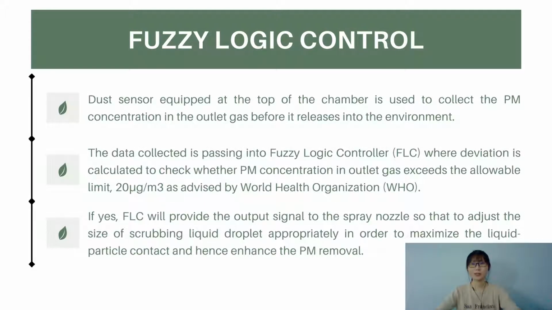Moving on, I would like to talk about fuzzy logic control. Firstly, a dust sensor equipped at the top of the chamber is used to collect the PM concentration in the outlet gas before it is released into the environment. The data collected is then passed into the fuzzy logic controller (FLC), where deviation is calculated to check whether the PM concentration in the outlet gas exceeds the allowable limit, which is 20 microgram per meter cube as advised by the World Health Organization. If it exceeds, the FLC will provide an output signal to the spray nozzle to adjust the size of the scrubbing liquid droplet appropriately in order to maximize the liquid-particle contact and hence enhance the PM removal.